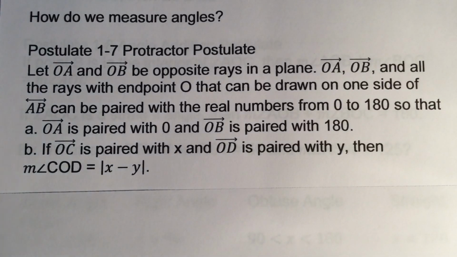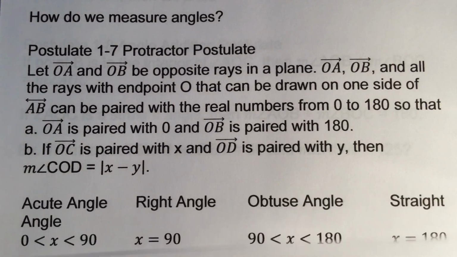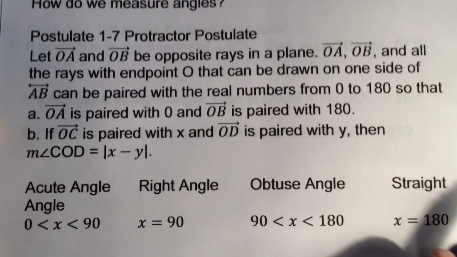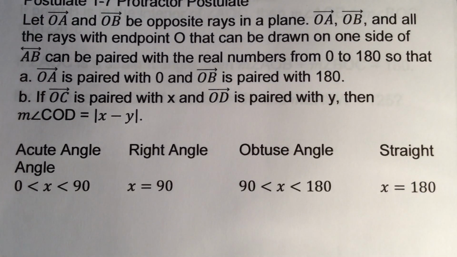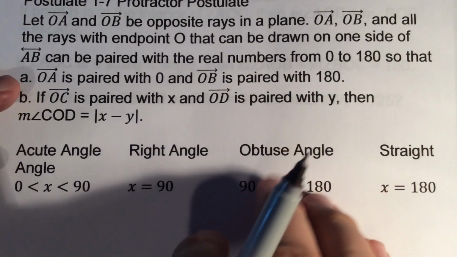So, long story short, what that's saying is basically we can have our one side be 0, the other side be 180, and in between there we could draw any ray and be able to measure it, and it would have a degree measure. So, 4 main types of angles. We have acute angles, which are 0 to 90, a right angle, which is exactly 90, an obtuse angle, which is 90 to 180, and then a straight angle, which is exactly 180.